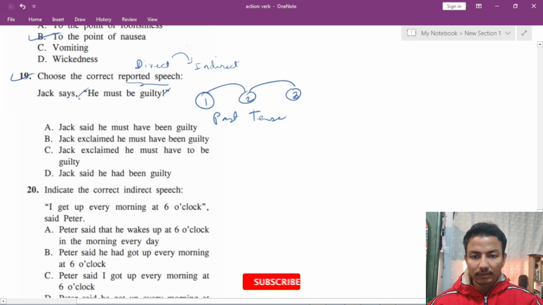Okay, Jack says he must be guilty. So in past tense, says will become said.